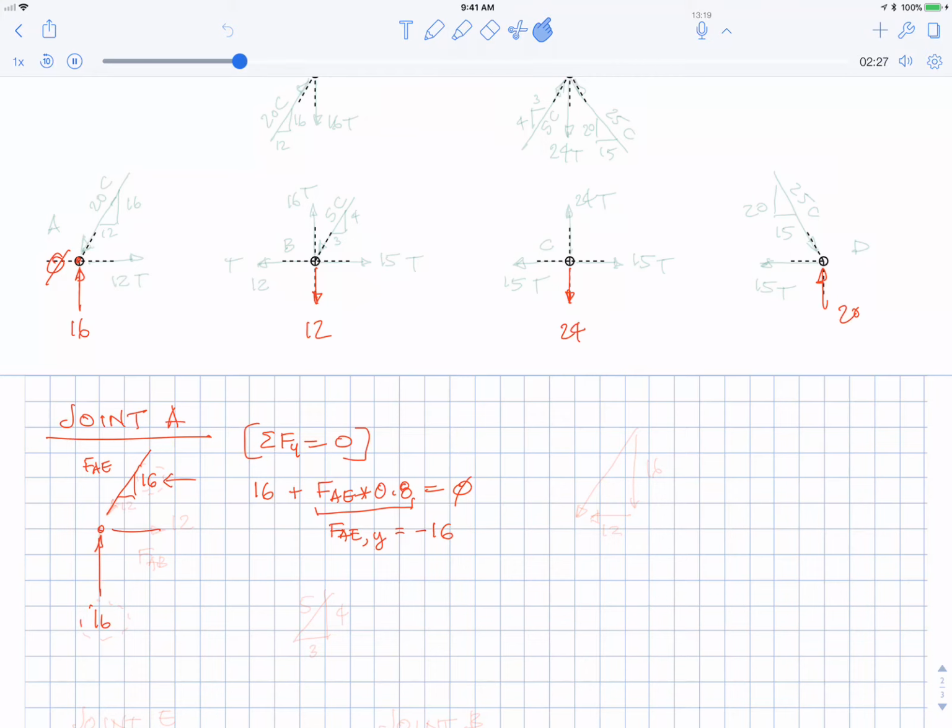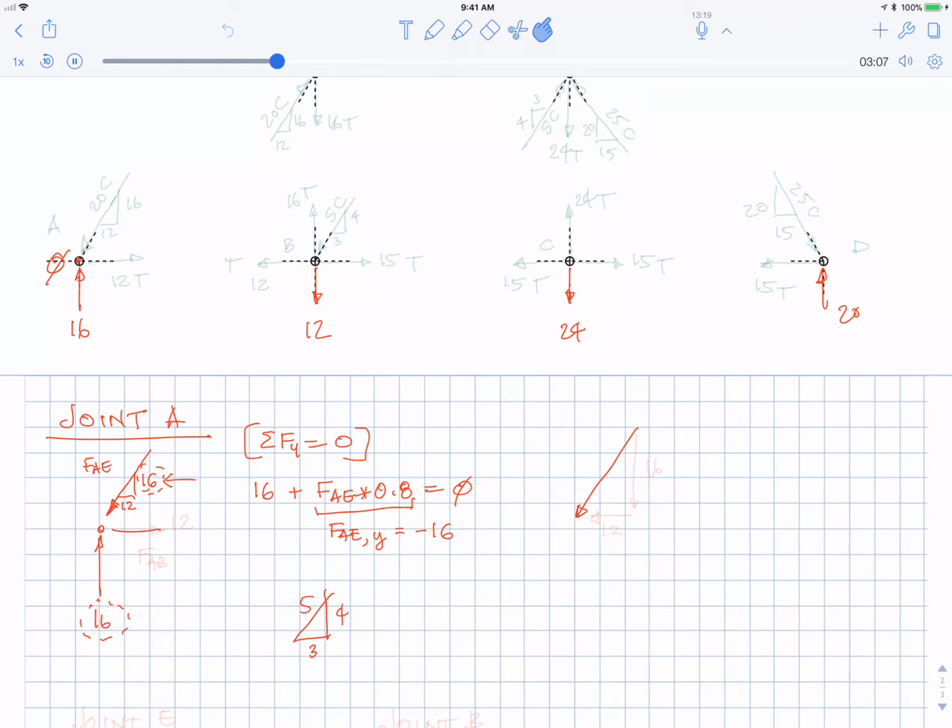I have 16 coming up. I have to have 16 in the y coming down. Now, for that to be coming down, this arrow has to be going that way. Okay? Next, I know that this is a 3, 4, 5 triangle. So if the y component is 16, the x component is 12. Now, look at FAE. It has an x component of 12 going to the left. Can you see that?